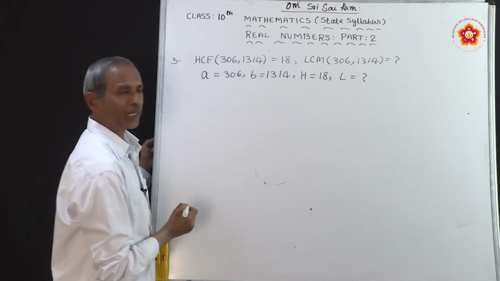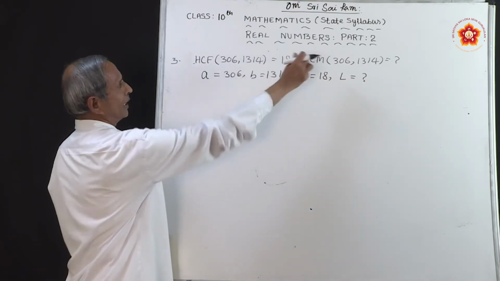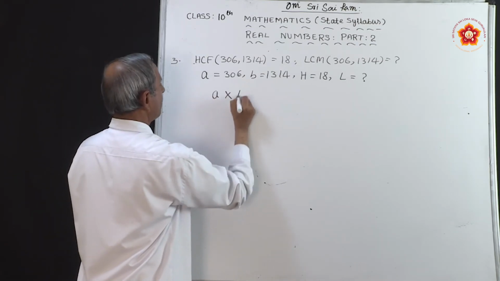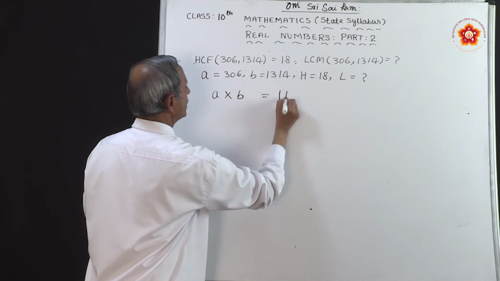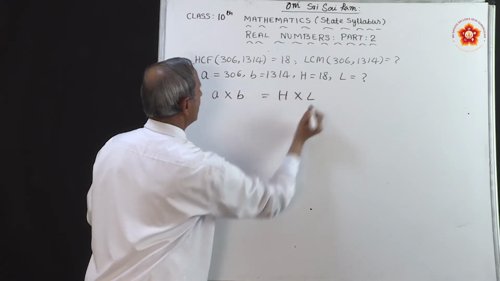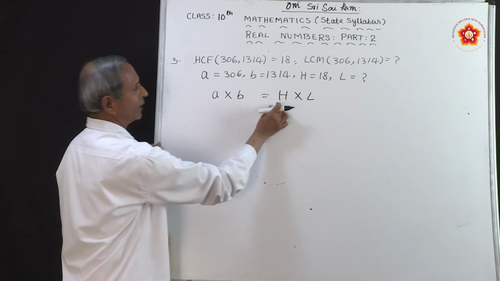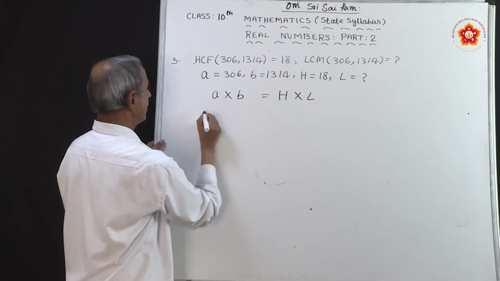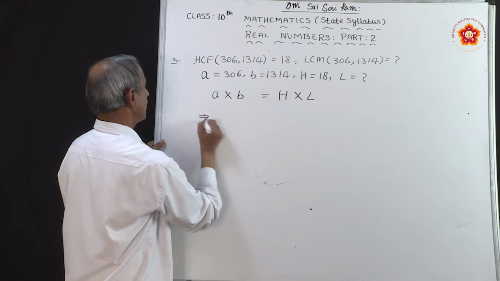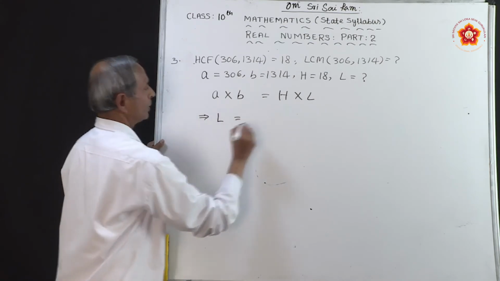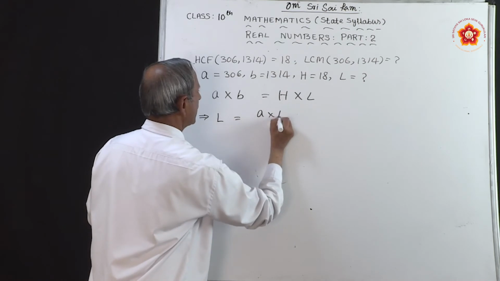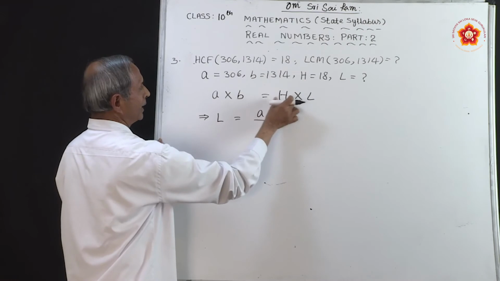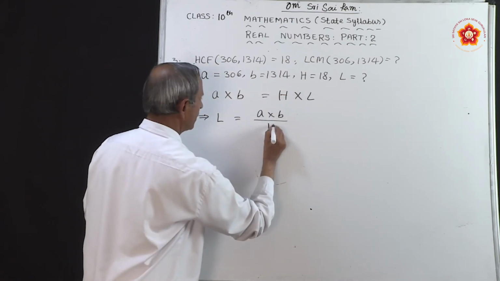Now, we already learned the relation between HCF and LCM. Always, a into b equal to H into L. This is the important relation between the two given numbers and their HCF and LCM. Now, in this problem you have to find the LCM, that implies LCM equal to a into b divided by H. Now you have to divide by H, so H goes to the denominator here.